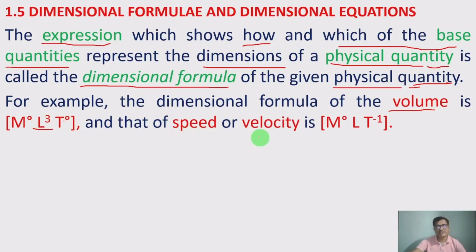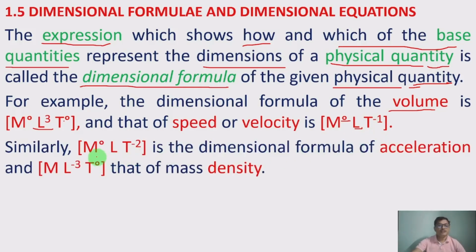And that of speed or velocity: speed is the displacement per unit time, and that's why it does not have any mass. Therefore, mass has the power 0, length L has the power 1, and T to the power minus 1 in the square bracket is the dimensional formula of velocity. Similarly, within the square bracket, M to the power 0, L to the power 1, T to the power minus 2 is the dimensional formula of acceleration, that is the length per time square. That is the displacement per time square, we know that.